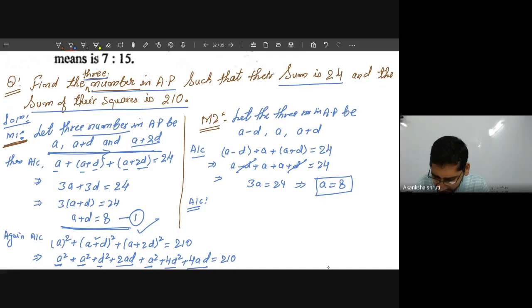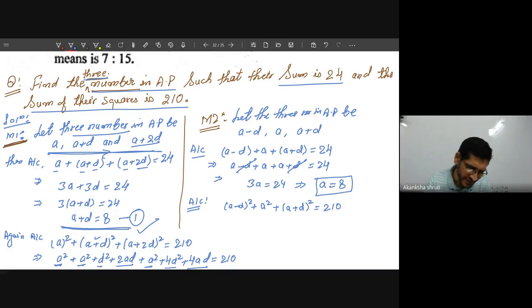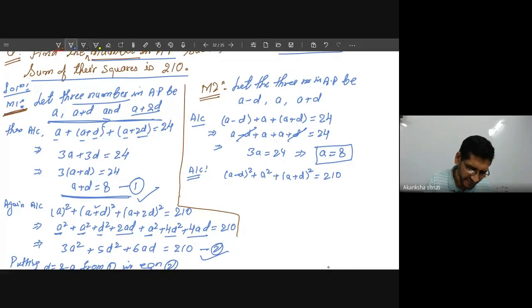There is (a minus d) square plus a square plus (a plus d) square, which is going to give us how much? 210. स्टूडेंट, अभी देखिए आपको कितना अच्छा लगेगा. श्योरली यू विल एंजॉय कि ये इतना अच्छा क्वेश्चन है. स्टूडेंट, at this time I may use a equals to 8 directly here, or after cancelling I may substitute the value of a. Both will give the same thing.